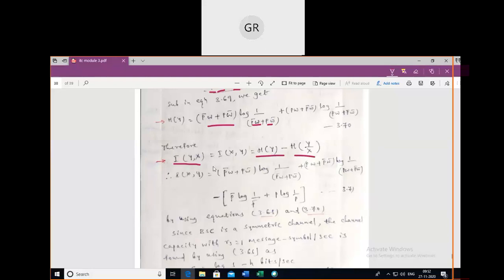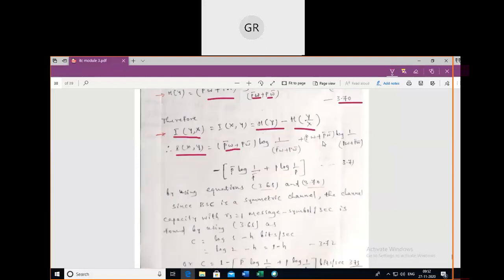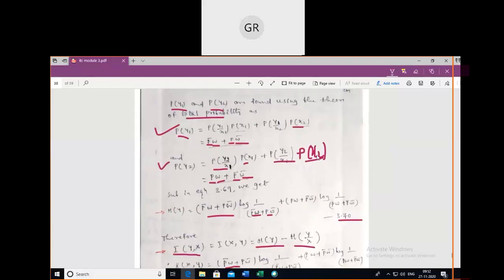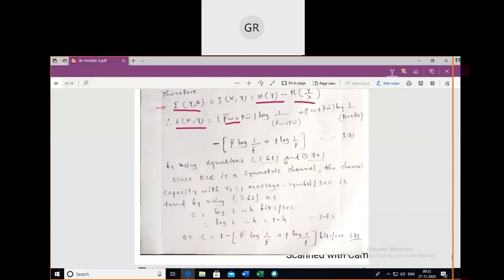Okay, here both are equal, that's why I have written I of x comma y is equal to P bar W plus PW bar, H of y from this equation number 3.70: log of 1 divided by P bar W plus PW bar, plus PW plus P bar W bar, log of 1 divided by PW plus P bar W bar. Then substitute P of y divided by x using which equation? 3.69. The minus of P bar log of 1 divided by P bar plus P log of 1 divided by P. Okay, by using equation 3.68 and 3.69.